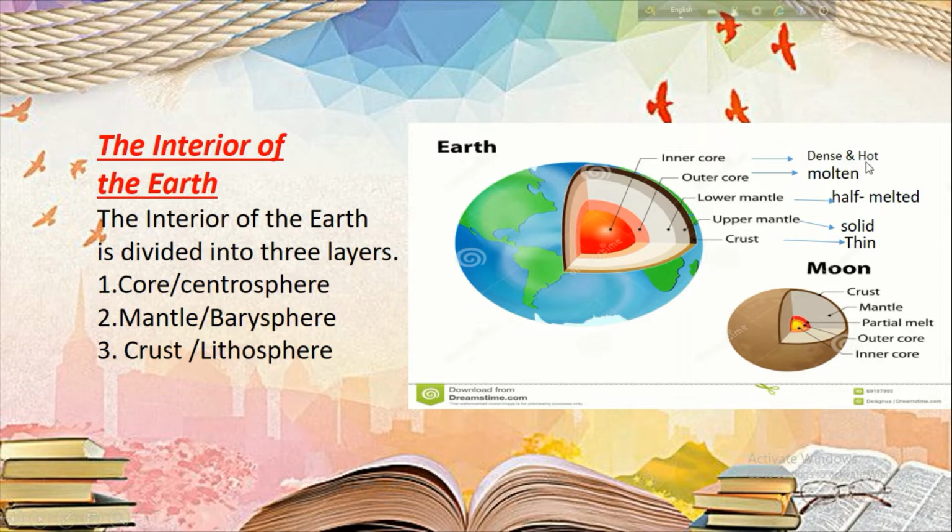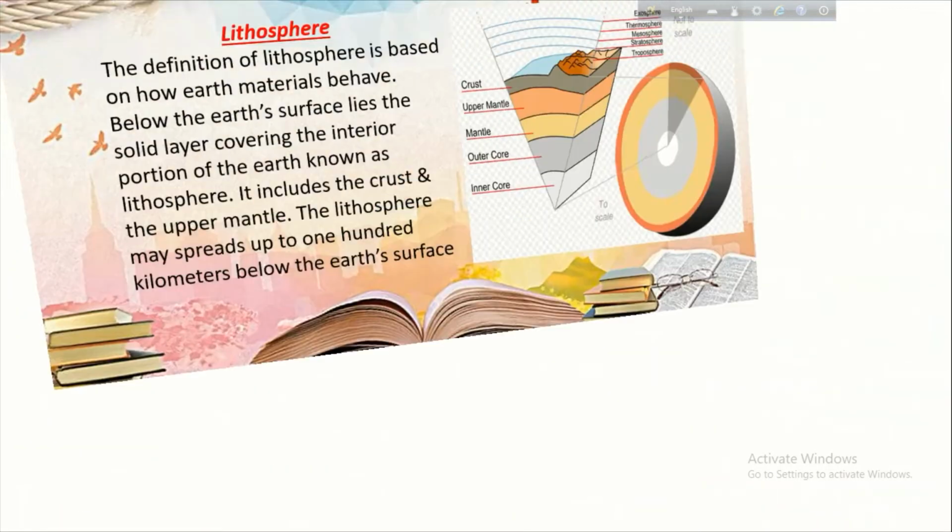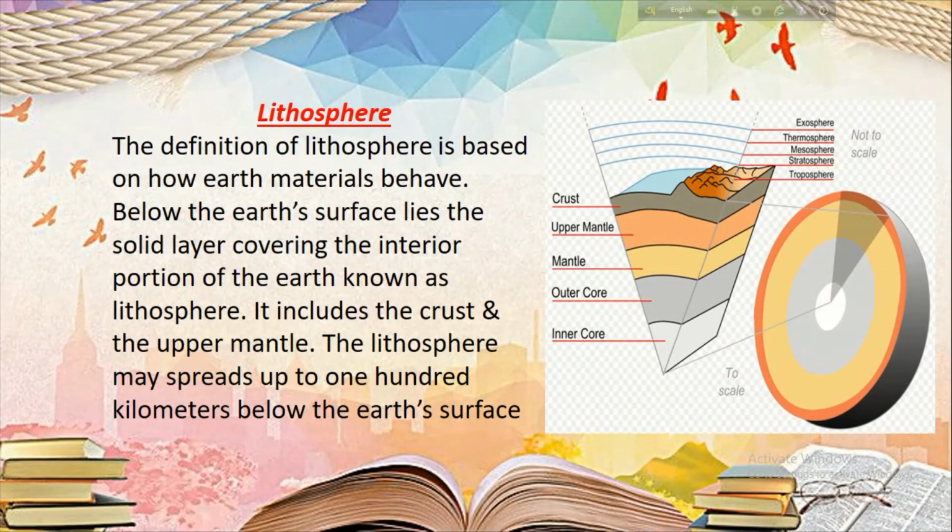The inner core is dense and hot, and the outer core is in a molten condition. The lower mantle is in a half melted or semi-liquid condition, the upper mantle is solid, and the crust is thin. Now you have to know the difference between crust and lithosphere. The crust is a part of the lithosphere.